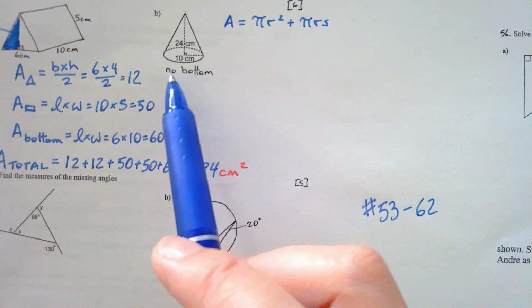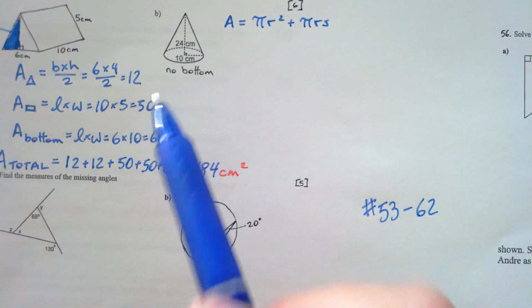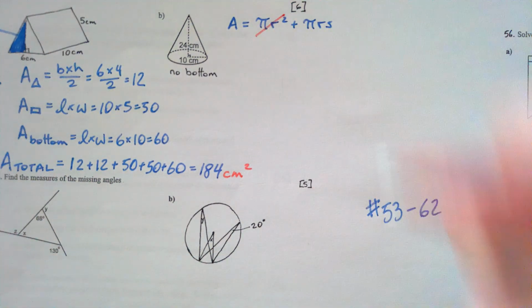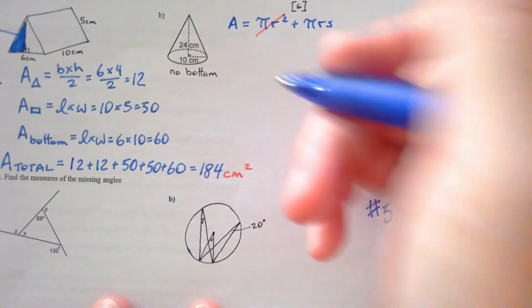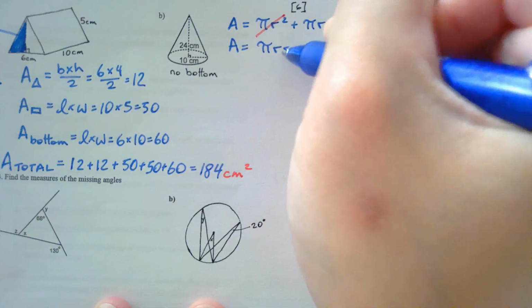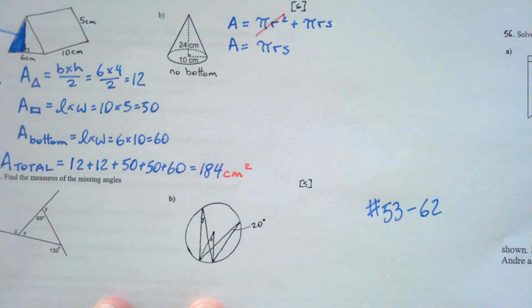But what did I say in this diagram? No bottom. So what does that mean? Yeah, no circle. The pi r squared part is the circle part, right? So the formula that I'm going to use is just simply pi r s, like this. Do I have s though? No.